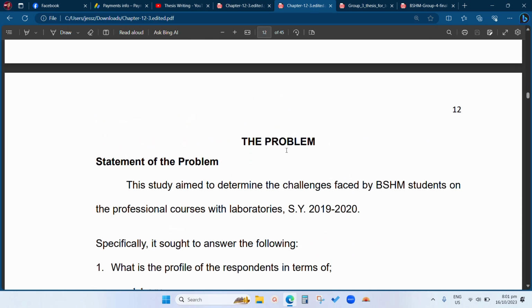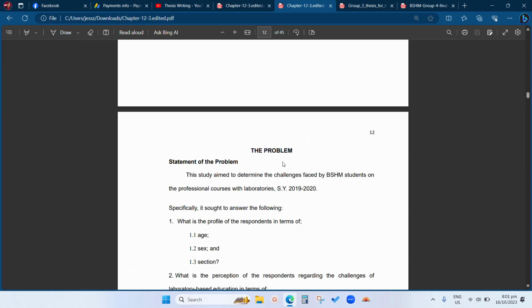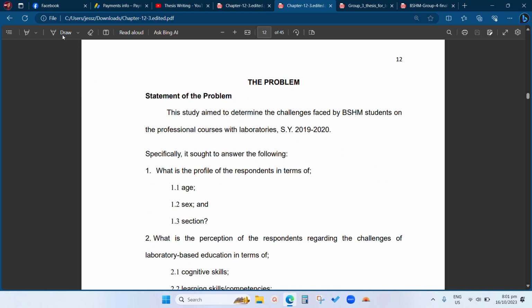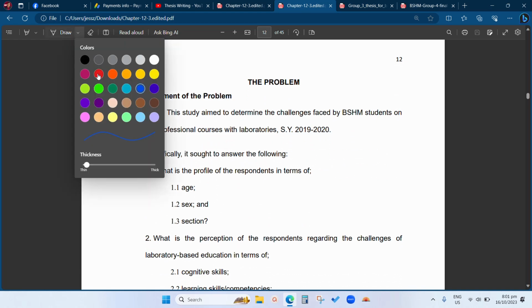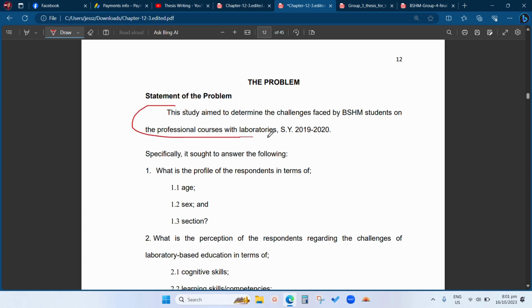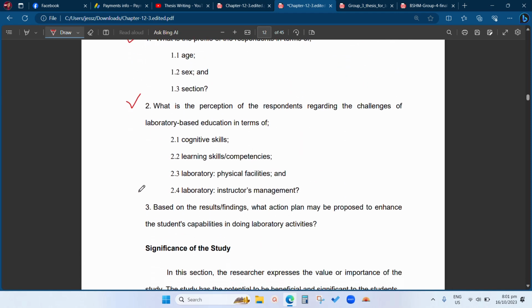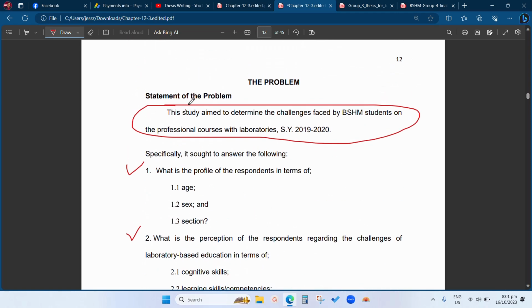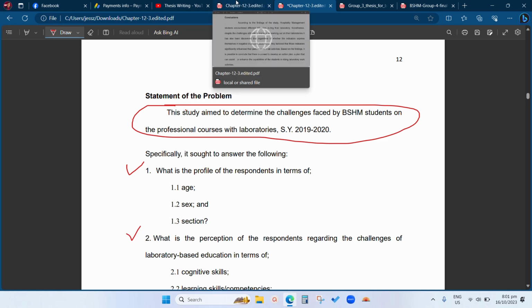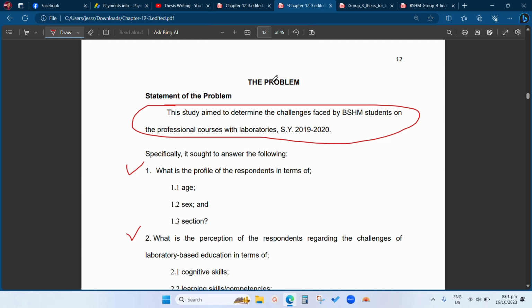So your conclusion would answer the main problem. If you go back to chapter 1, where you can find the statement of the problem, there is a main problem and sub-problems. This part is the main problem, and this 1, 2, and 3 are the sub-problems. So in the upper part, this is the main problem. The conclusion must answer the main problem, or the other term for the statement of the problem is the objective.